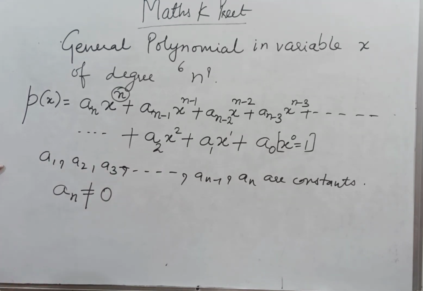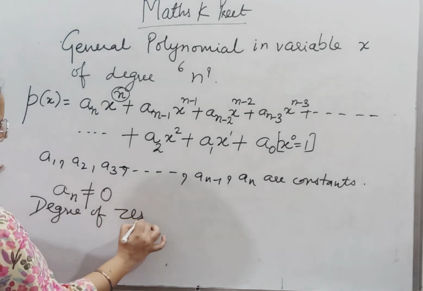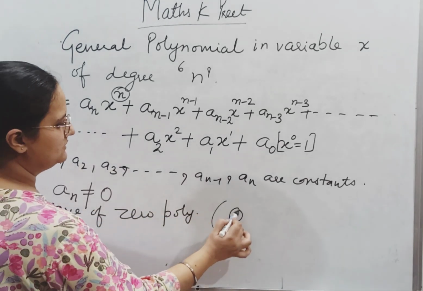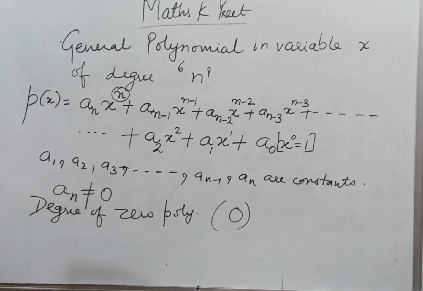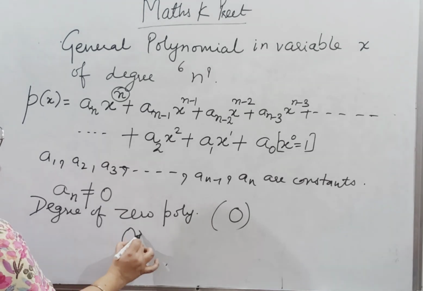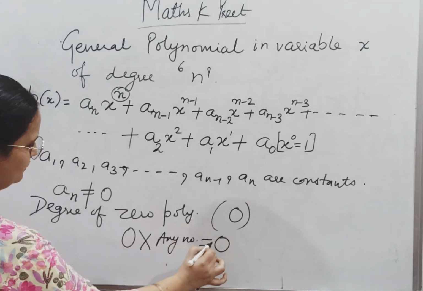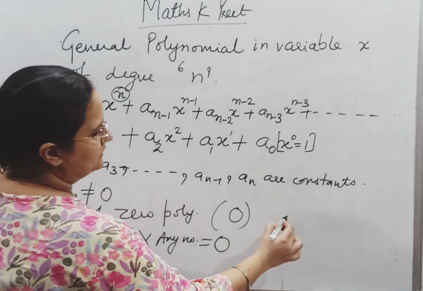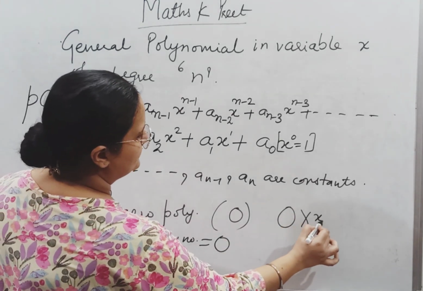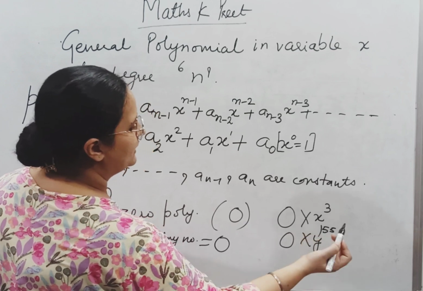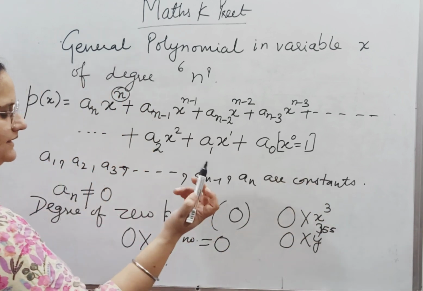Next is degree of a zero polynomial. Let's discuss degree of zero polynomial. Zero polynomial is what? Basically capital 0. We denote it by capital 0. So 0 into any number is always 0. So if we take 0 into x raised to power 3, 0 into y raised to power 55 or 155 or 355, any number.